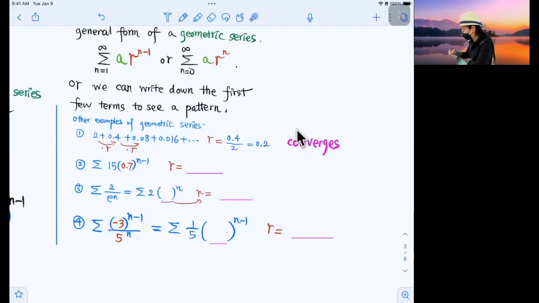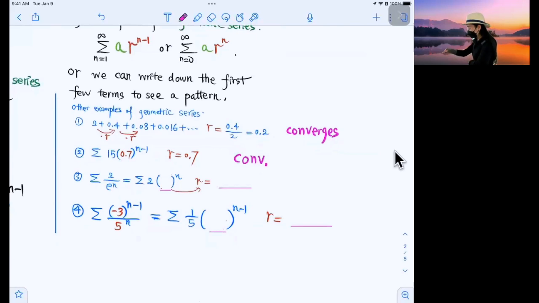Okay, the next one here. What's the common ratio? 0.7. Converge or diverge? It converges. And I'm going to put CONV for convergence, short for convergent.